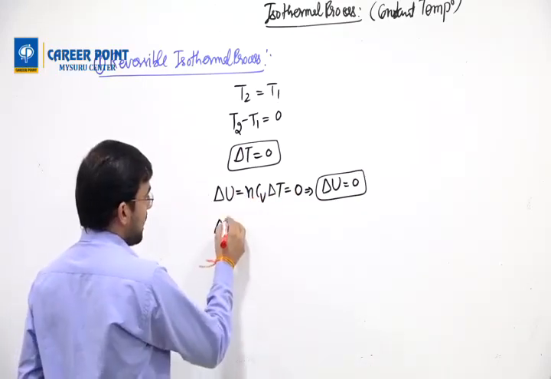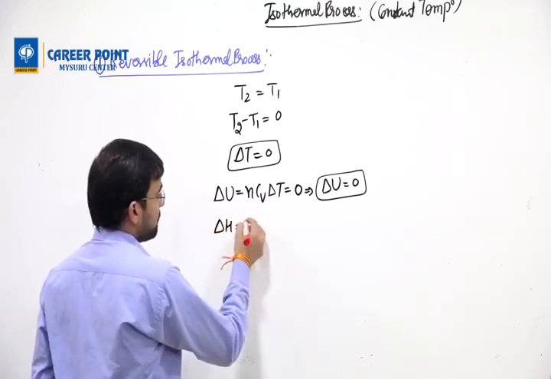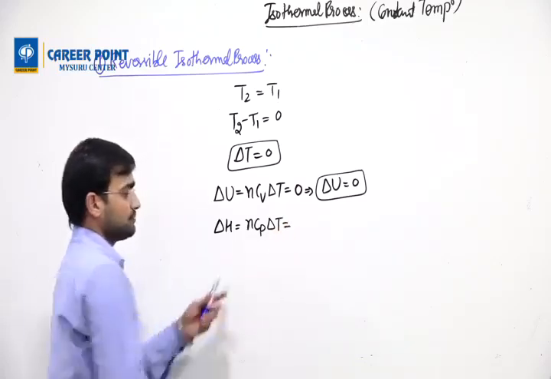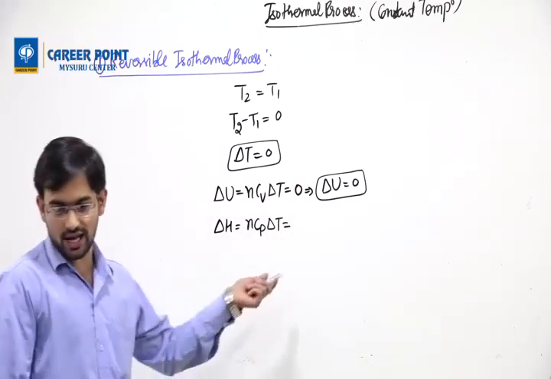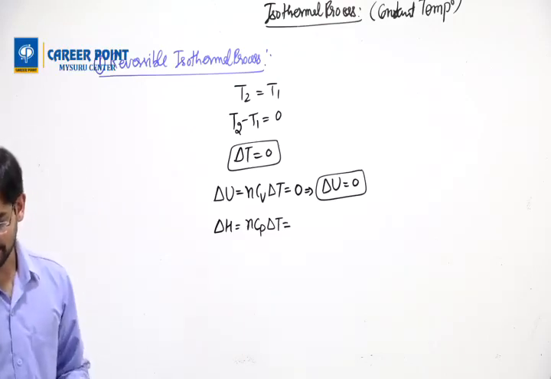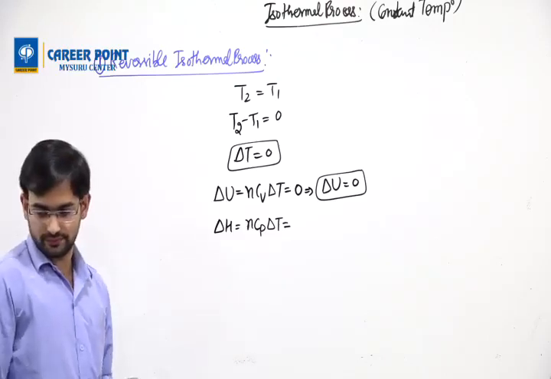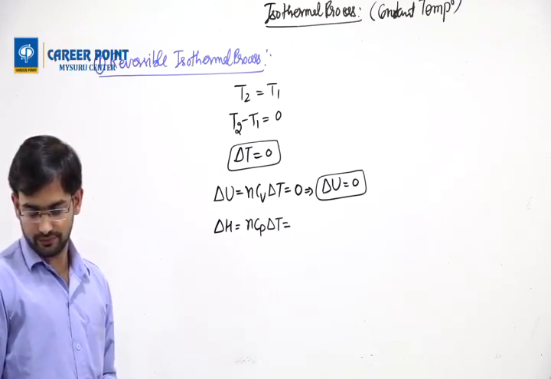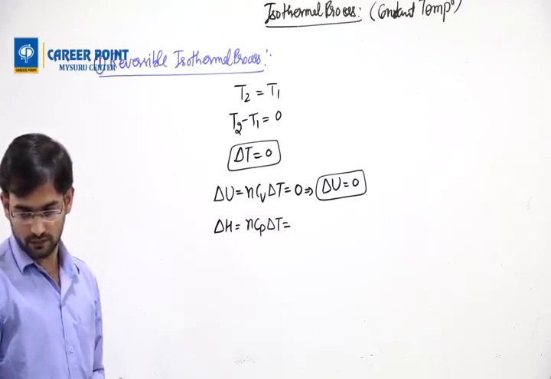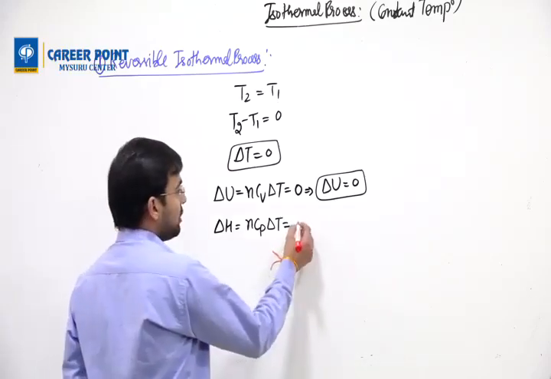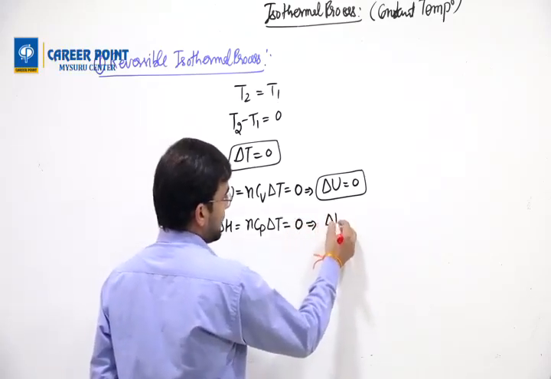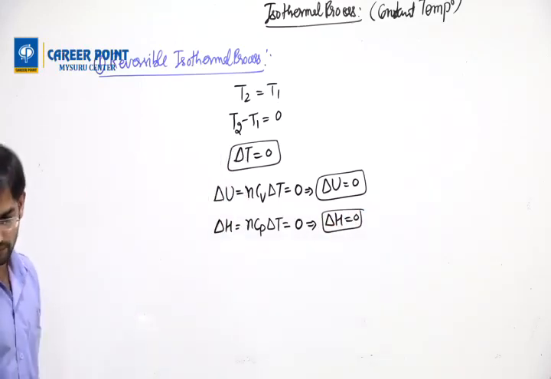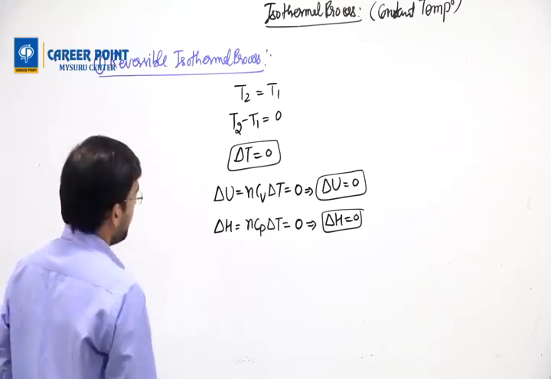Then the next formula I have is delta H, and that formula is nCp delta T. How much is this value? How much is the delta H value? Also 0. So delta H is also 0.